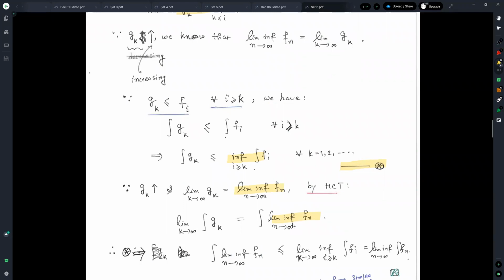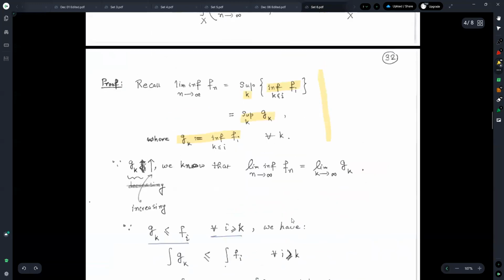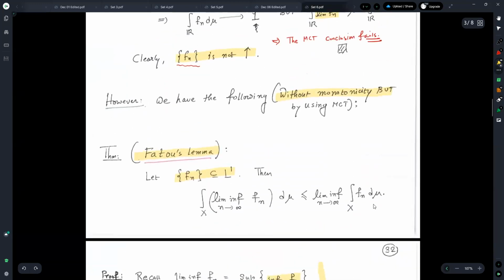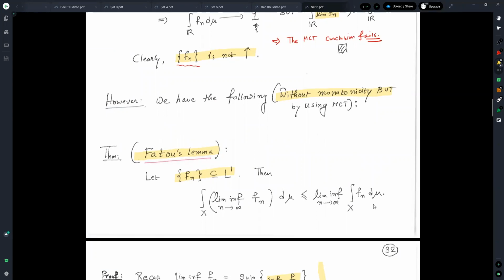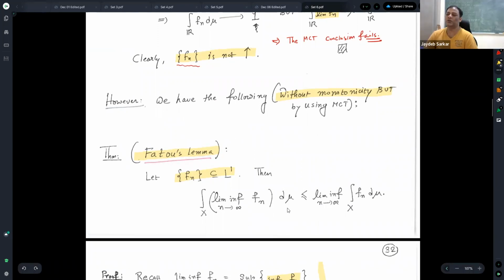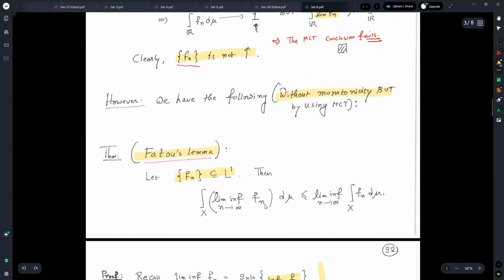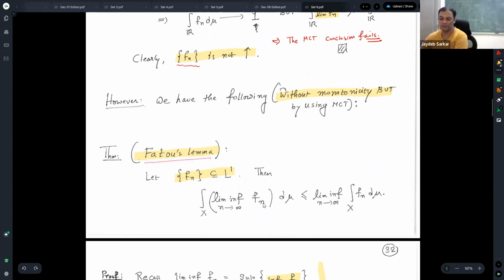Like this Fatou's lemma we discussed here, we got the lim inf of the integrals is dominated by the condition. So if we replace lim inf by lim sup, it is similar. You are going to get something, because lim inf of f_n is minus of lim sup of minus f_n or something, right? So that way you can get something. You understand my argument?